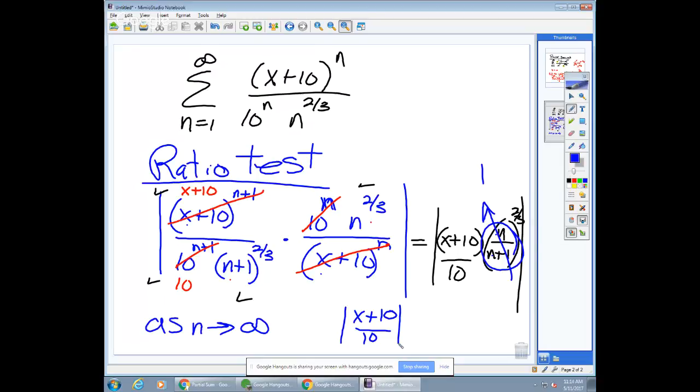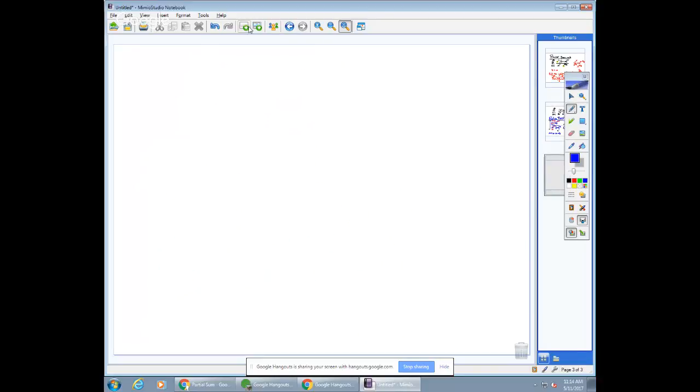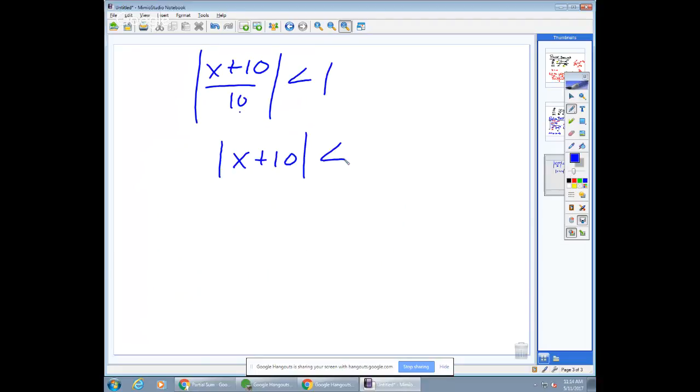Ratio test says we have convergence of this limit when what is true? When this is less than 1. So I'm going to bring that to a new page to clean up. So x plus 10 over 10 in absolute value has to be less than 1. 10 is a positive constant here. I can multiply both sides by it. So I'll get the absolute value of x plus 10 is less than 10.